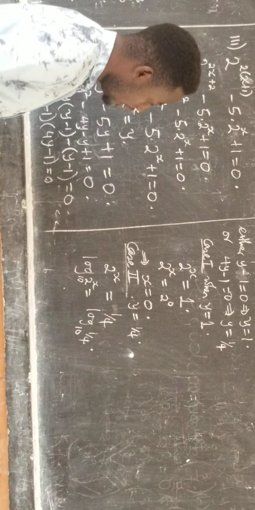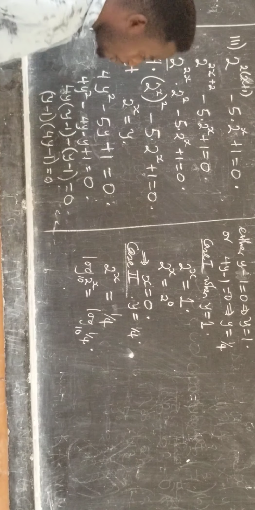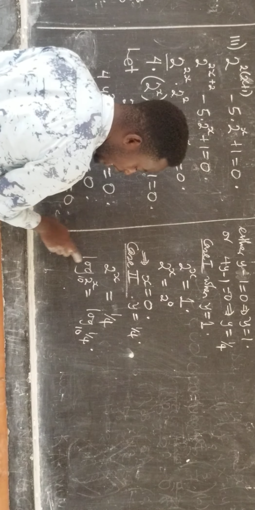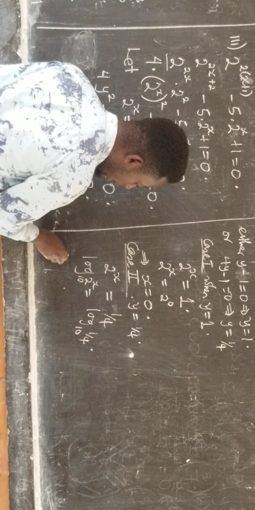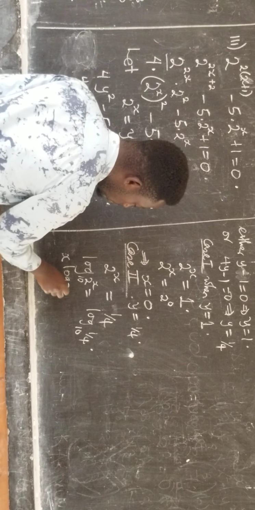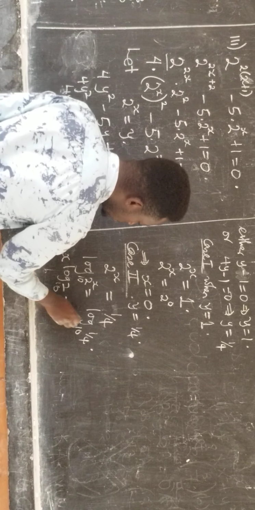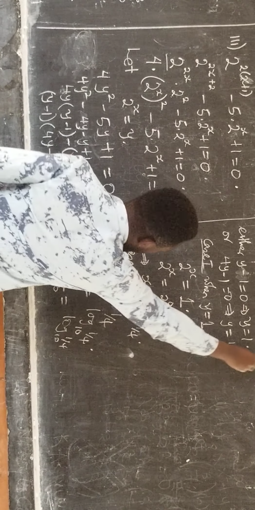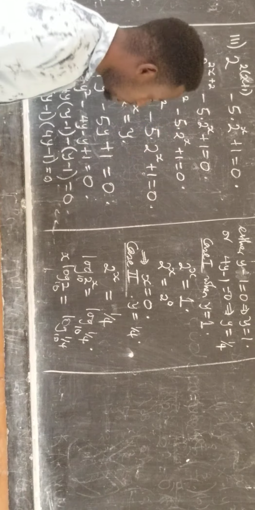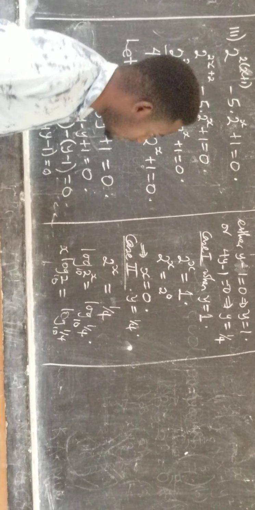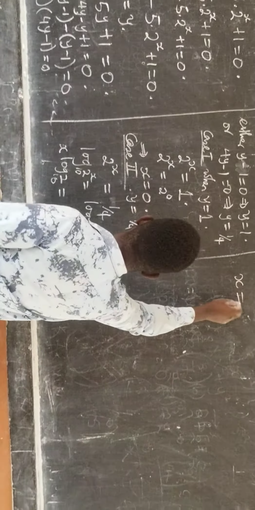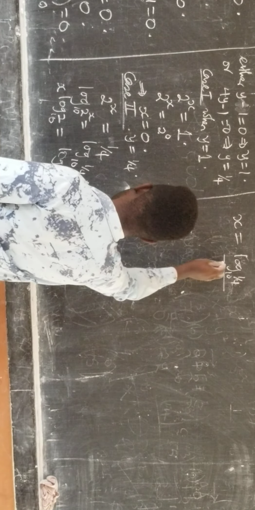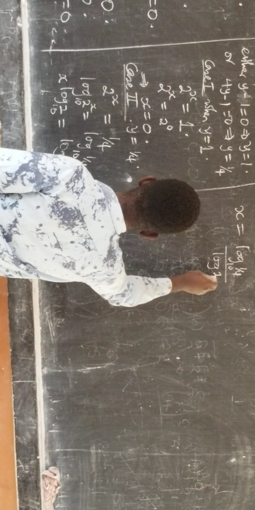Base 10. If you have to apply logarithm, it would be better to apply it to base 10. After taking the log, the x will come in front, so it will become x log 2 base 10 is equal to log of a quarter base 10. So x is going to be this divided by that. In that case, x is equal to log of a quarter base 10 over log of 2 base 10.